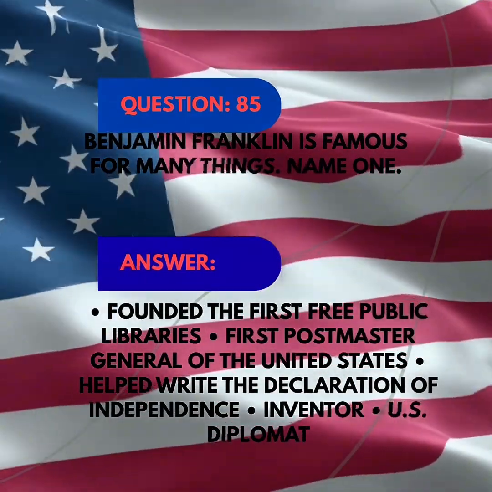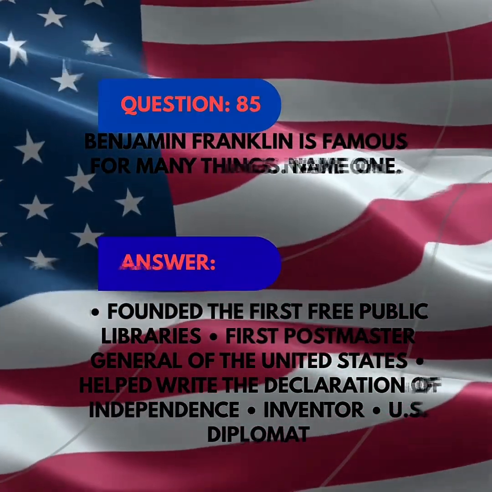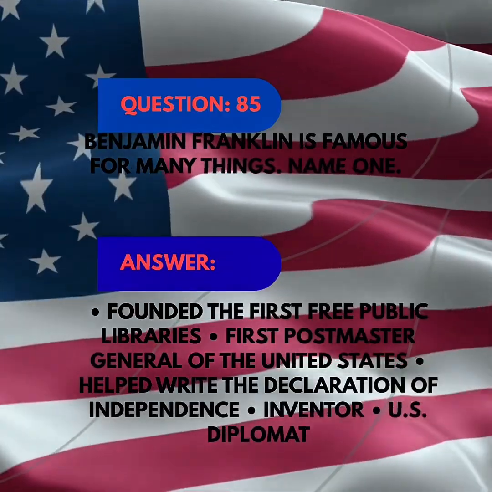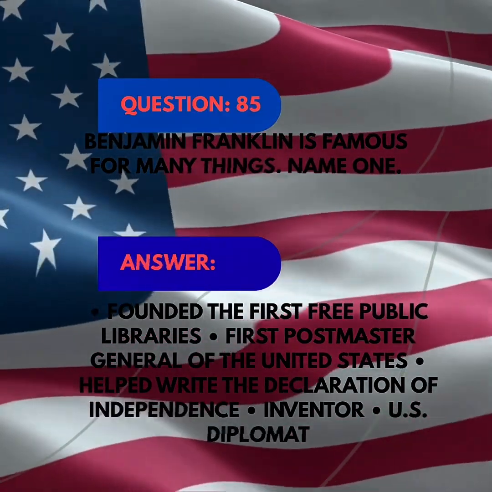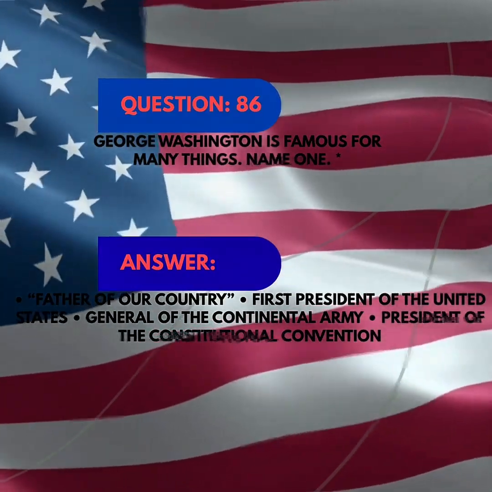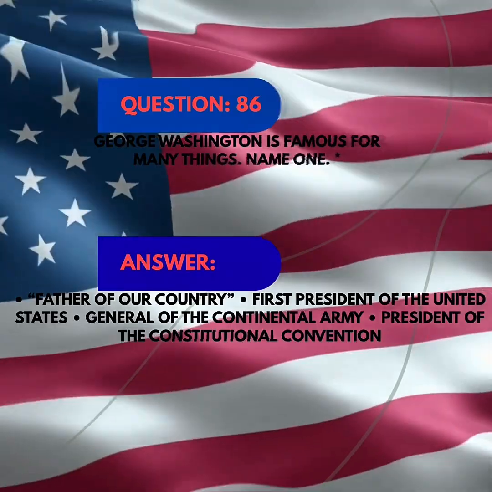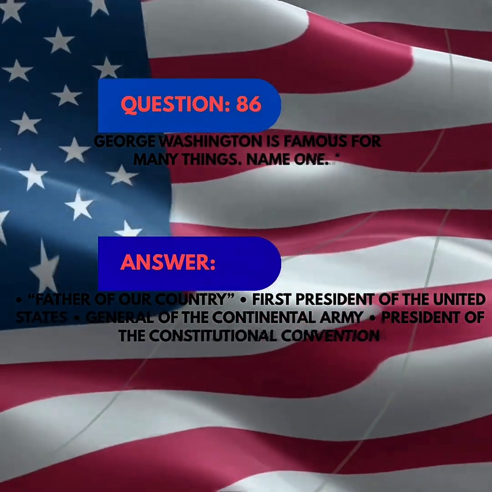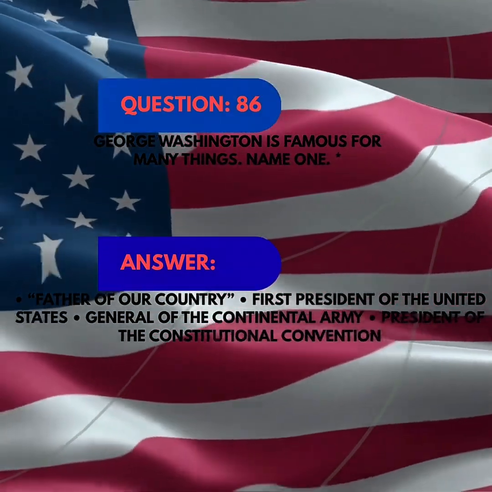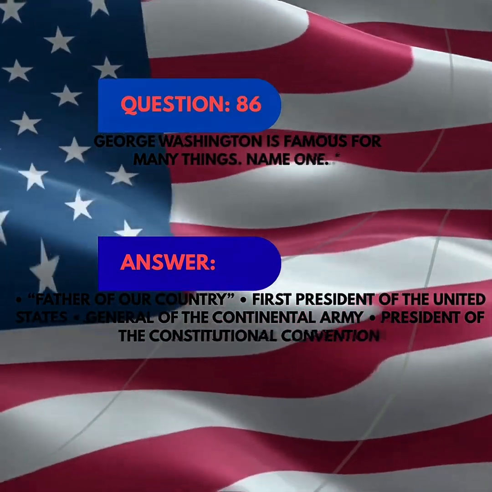Question 85. Benjamin Franklin is famous for many things. Name one. Answer: he founded the first free public libraries, was the first postmaster general, helped write the Declaration of Independence, was an inventor, and served as a U.S. diplomat. Question 86. George Washington is famous for many things. Name one. Answer: he was the father of our country, the first president of the United States, general of the Continental Army, and president of the Constitutional Convention.